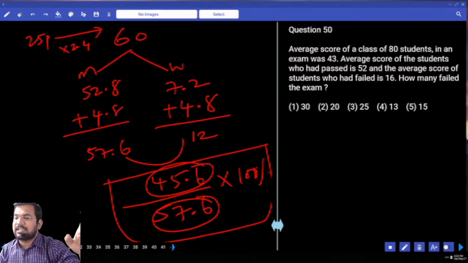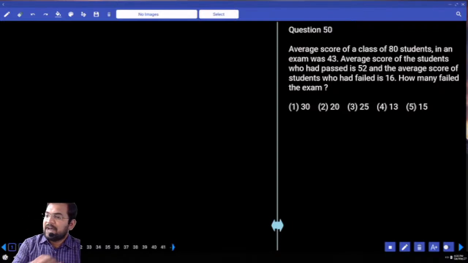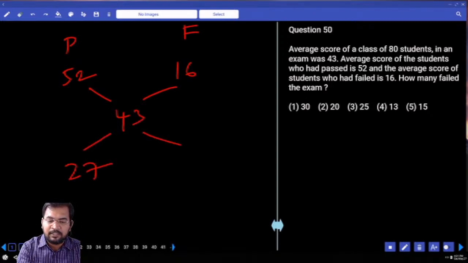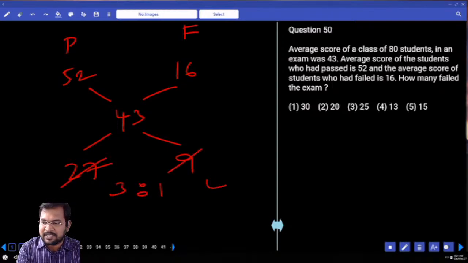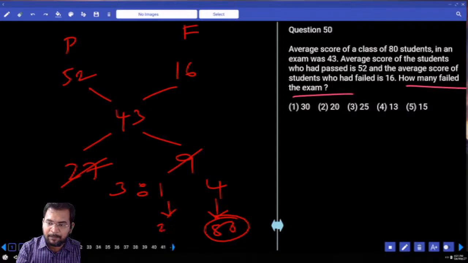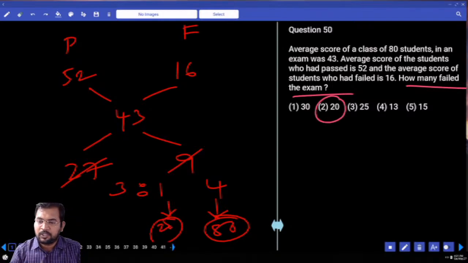Average score of a class of 80 students in an exam was 43. Average score of the students who have passed is 52. Failed is 16. Entire class is 43. Difference is 27, and the other difference is 9. Ratio is 3:1. Total 4 parts na. 4 parts is 80 students. They are asking how many students failed. 1 part is nothing but how many students? 20 students.